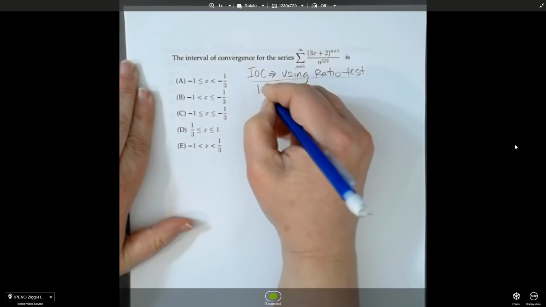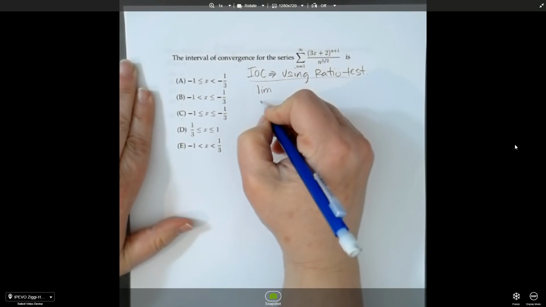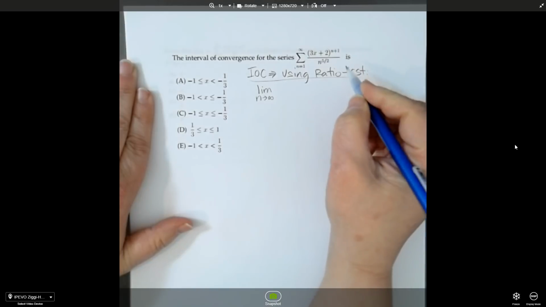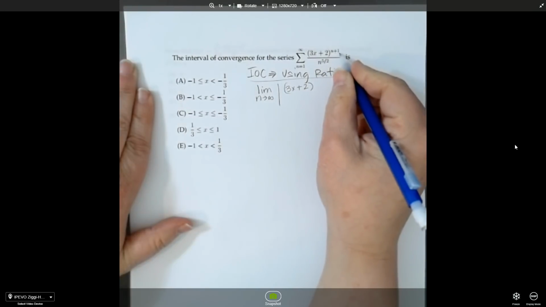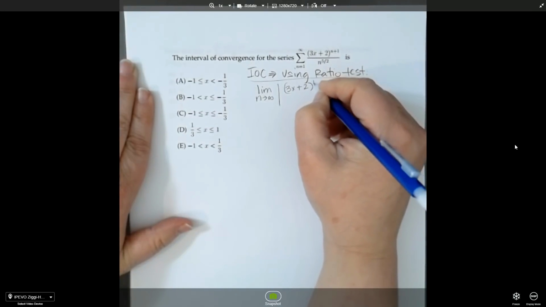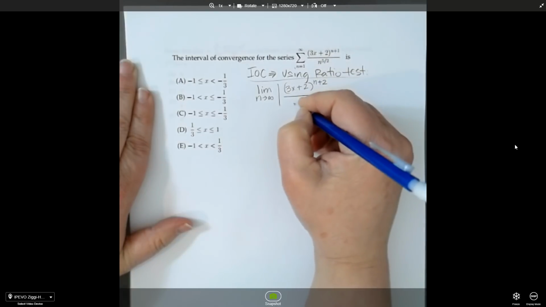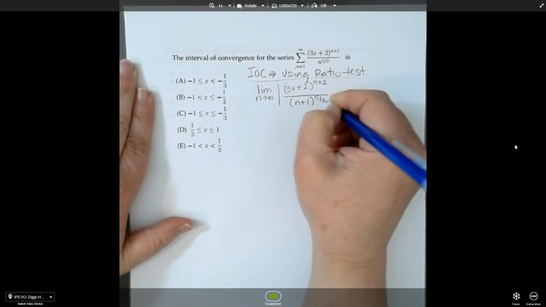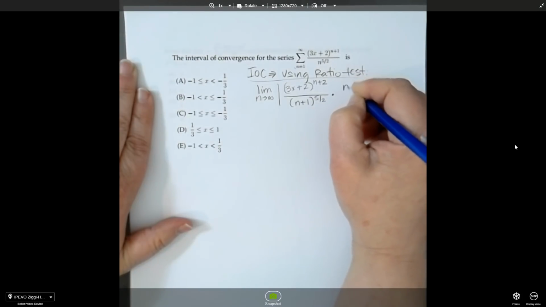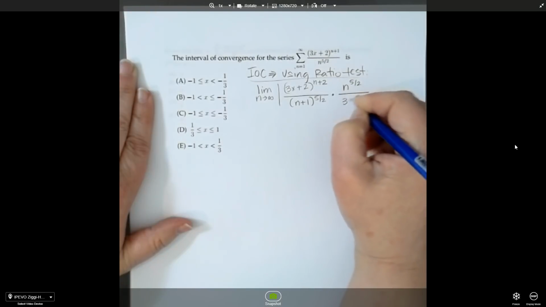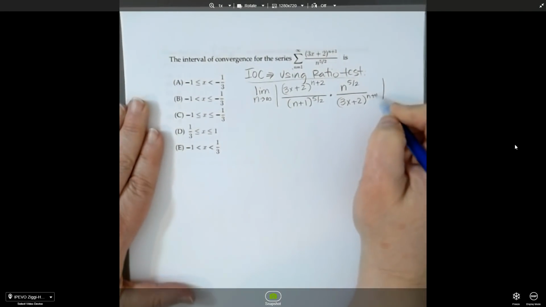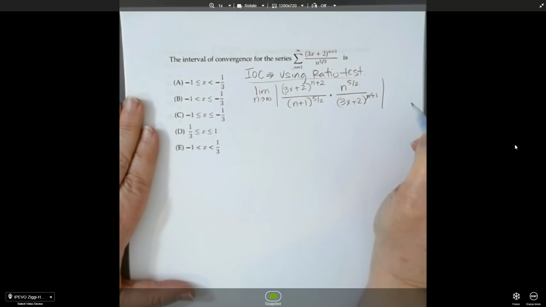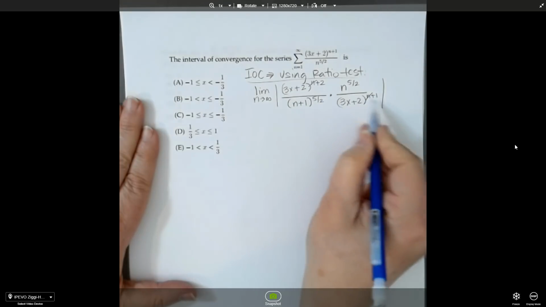We get the limit as n goes to infinity of the absolute value of 3x plus 2. Now this is n plus 1. When I plug in n plus 1, I'm going to get n plus 1 plus 1, which is n plus 2, over n plus 1 to the 5 halves, times, I'm going to flip this part, n to the 5 halves, over 3x plus 2 to the n plus 1. The 3x plus 2 to the n's cancel, and then I'm left with 2 minus 1 here, which is just 1.